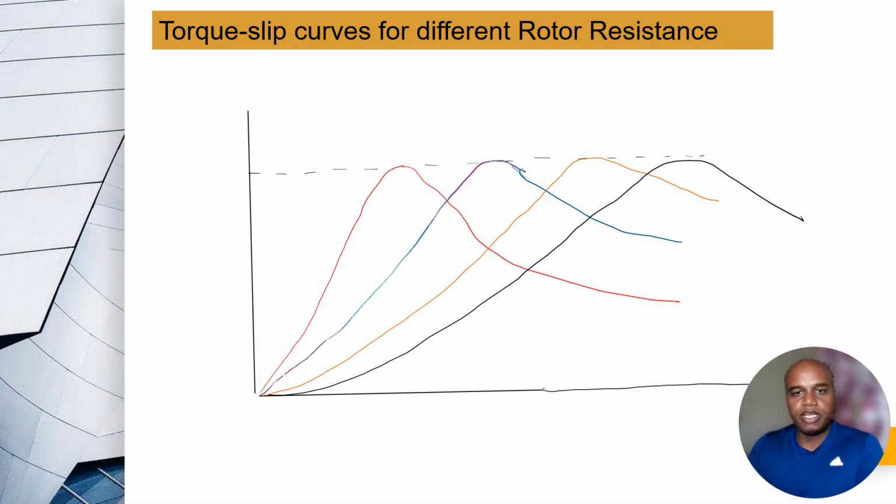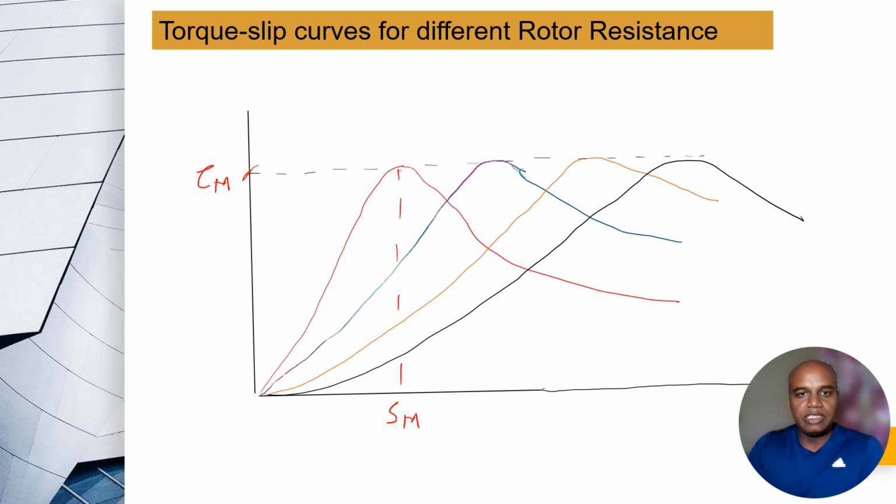Here I have taken the 4 different curves to understand how my torque slip characteristic changes with respect to the external rotor resistance if I increase my external rotor resistance. So this is the condition where I'm getting the maximum torque, and the slip at which I'm getting the maximum torque is equal to Sm.